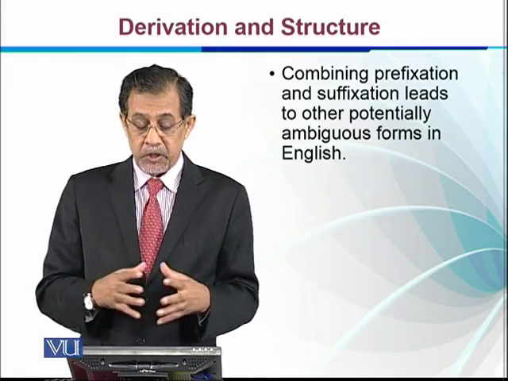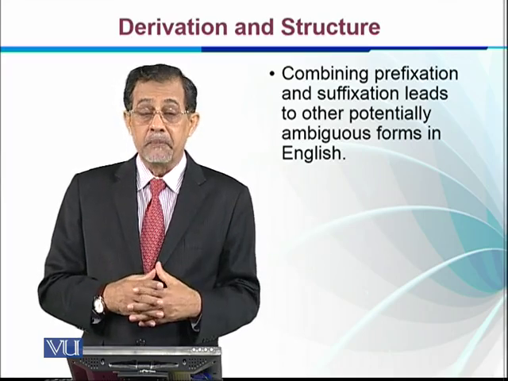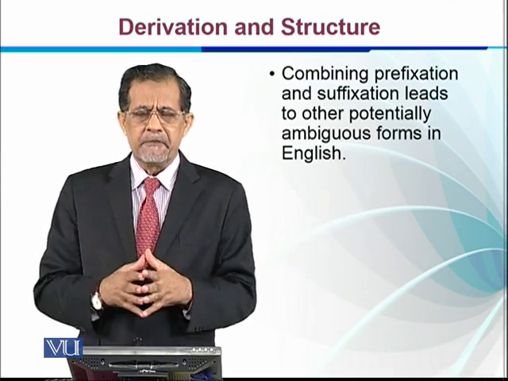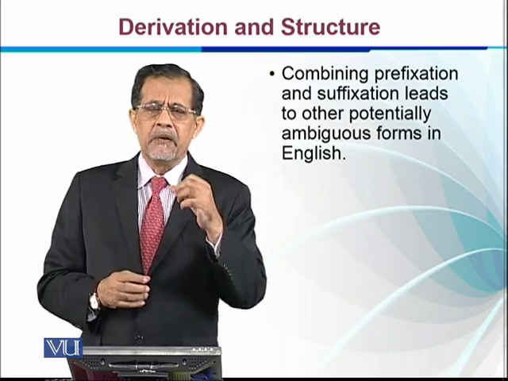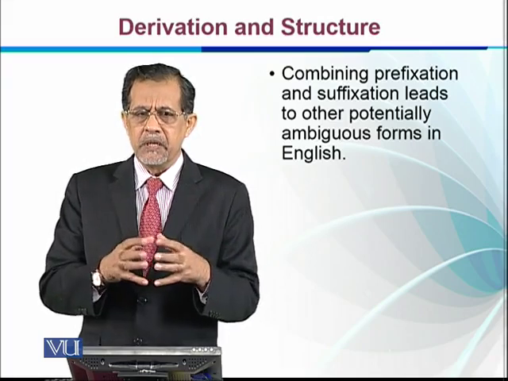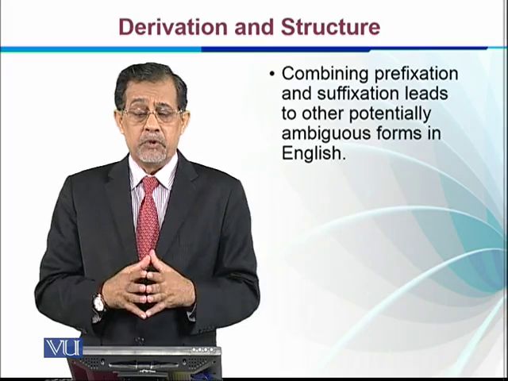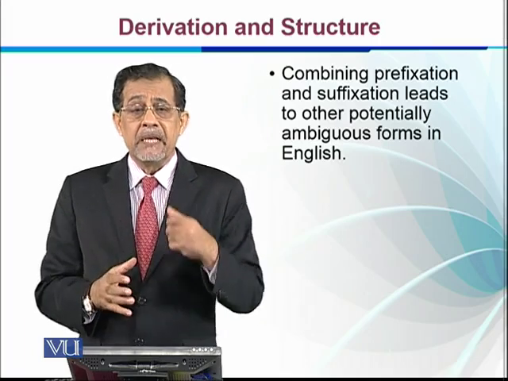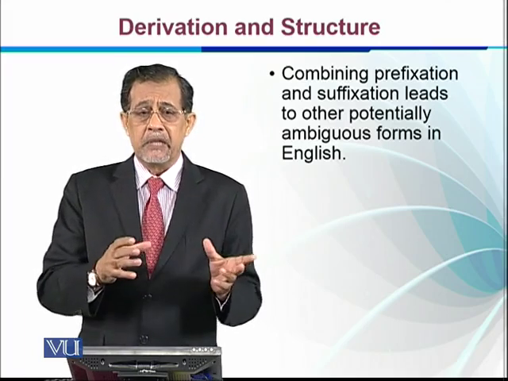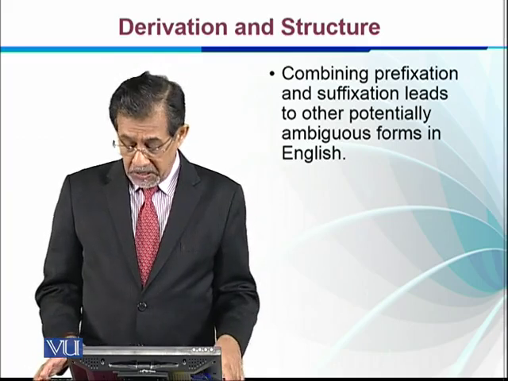Combining prefixation and suffixation leads to other potentially ambiguous forms in English. So we keep on adding prefixes or suffixes to certain words, but sometimes we come to words which are ambiguous, which can have a double meaning. Though we are very sure about what they mean, when we look at their morphology, how the affixations have taken place, we get some ambiguity.